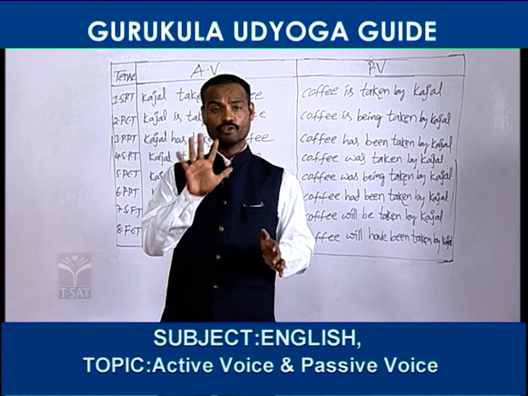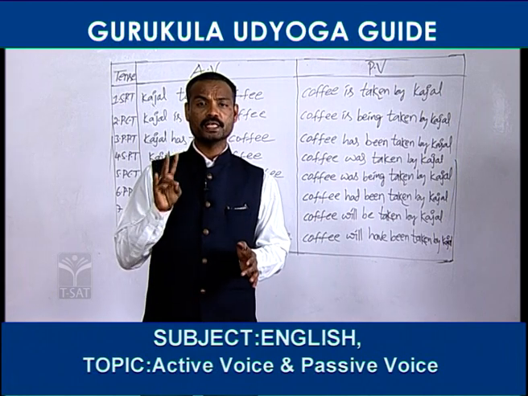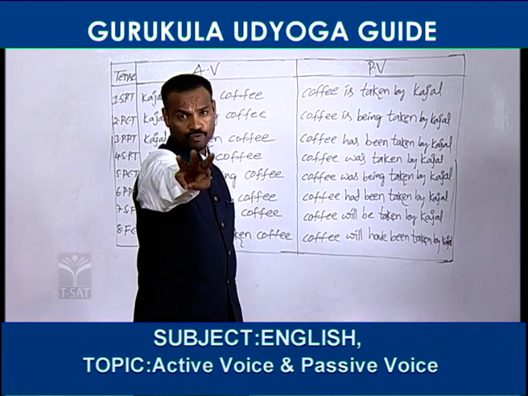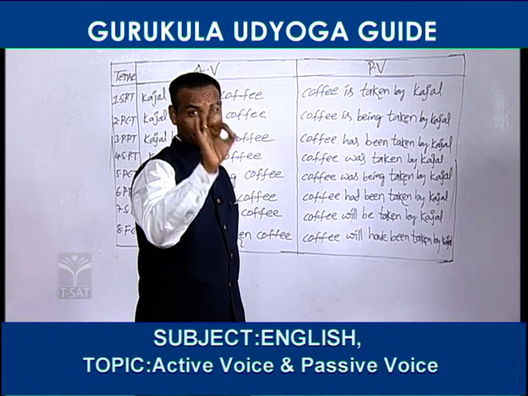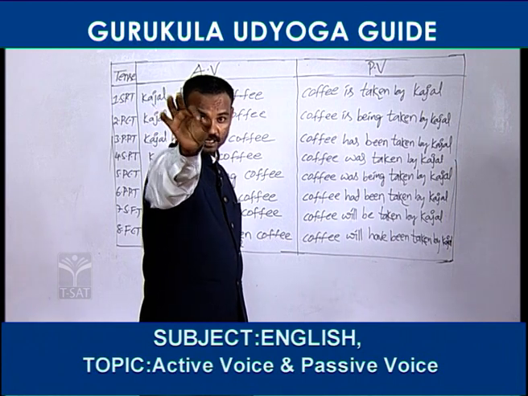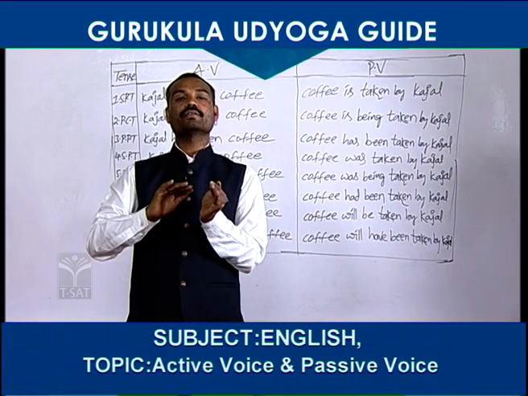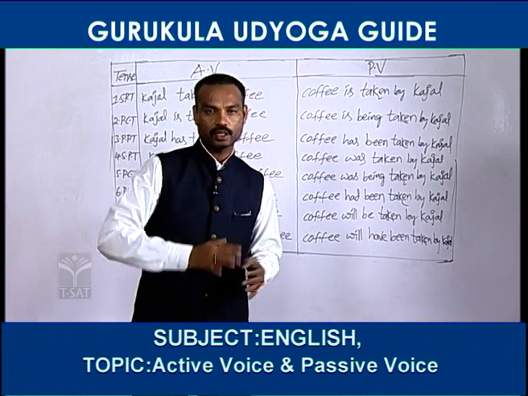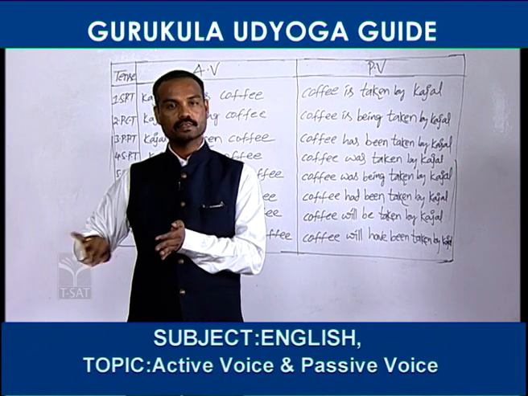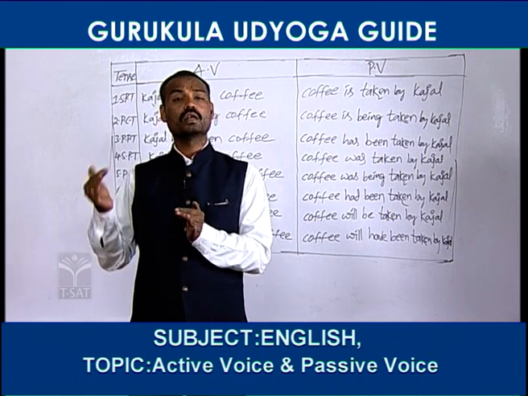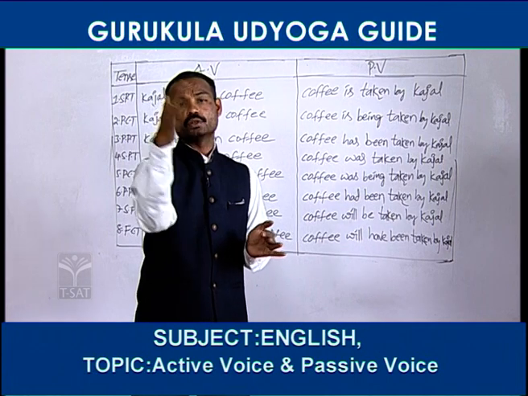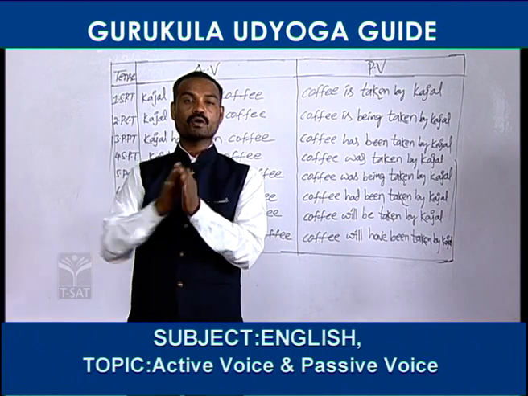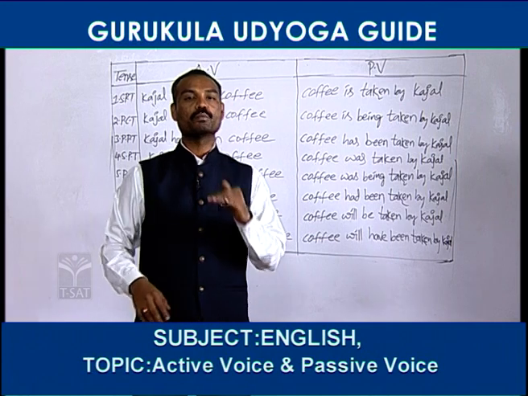See, 5 be forms are there: am, is, are, was, were. 3 do forms are there: do, does, did. 3 have forms are there: have, has, had. We can classify helping verbs into 2 types, primary auxiliaries and modal auxiliaries. These 11 are called primary auxiliaries. Helping verbs are also called auxiliary verbs. Okay, so 11 finished. Now I am going to tell you modal auxiliaries, modals.